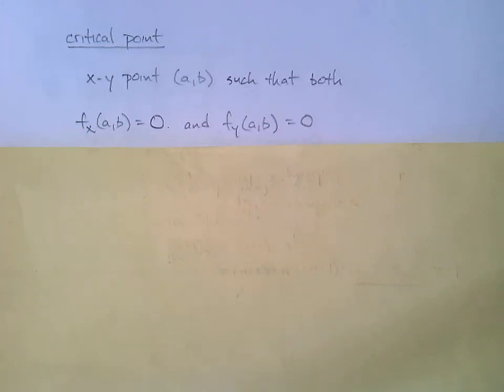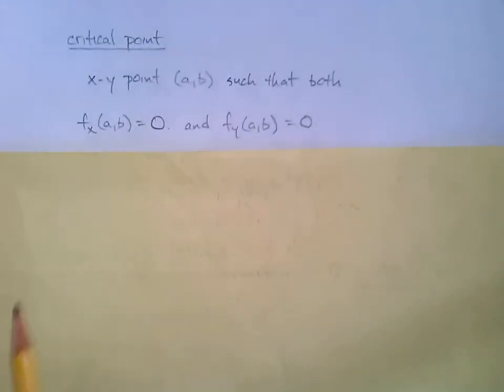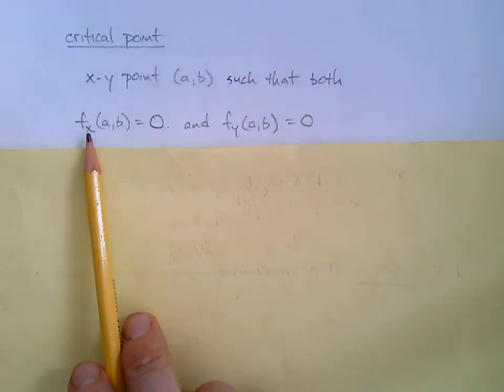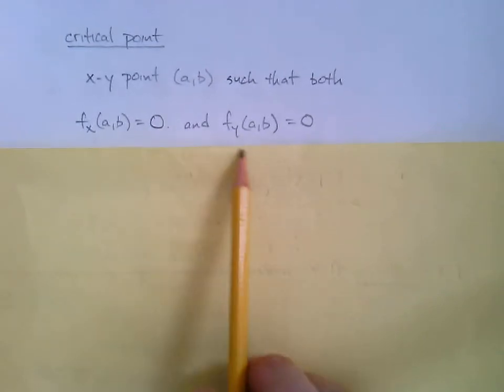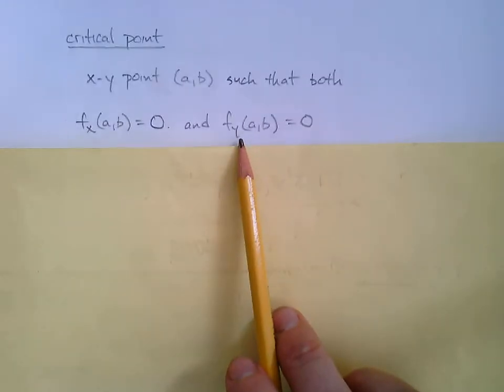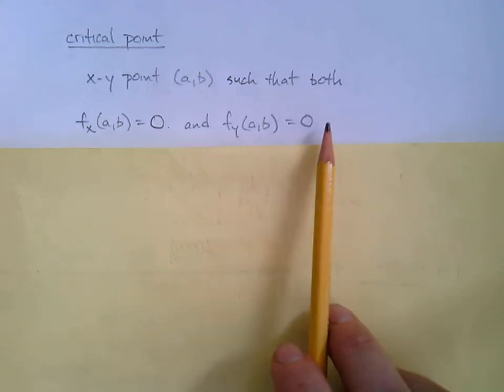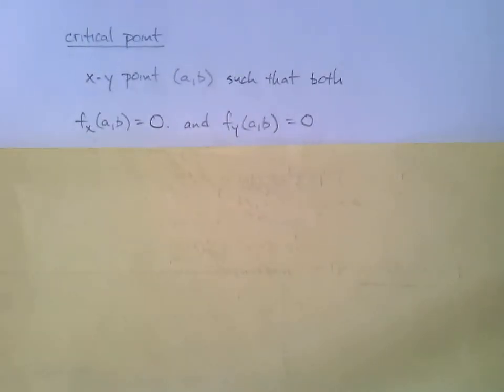If you remember the original critical number, it's where the derivative equaled 0 or does not exist. We're not going to consider the does not exist when it comes to multivariable. We're just going to consider where things equal 0, which makes it a little bit easier on us too. That point will cause the partial derivative with respect to x to equal 0, and the same values of x and y will cause the partial derivative with respect to y to equal 0. Both of them have to happen, okay?